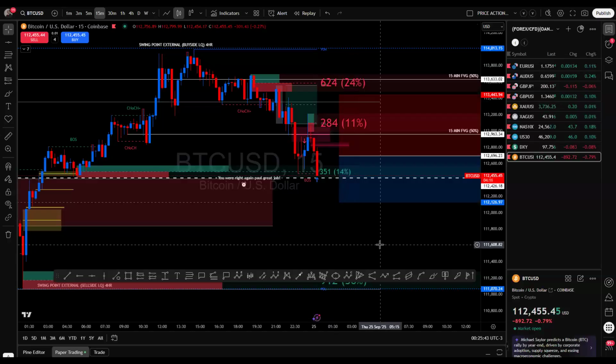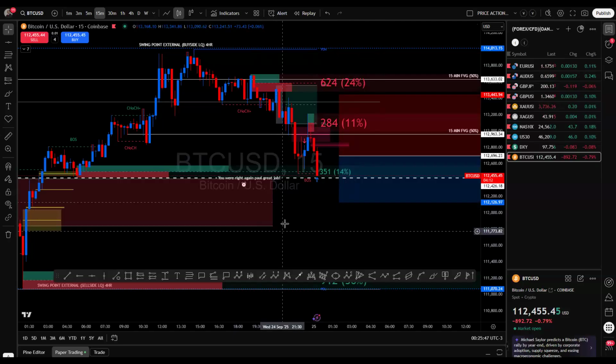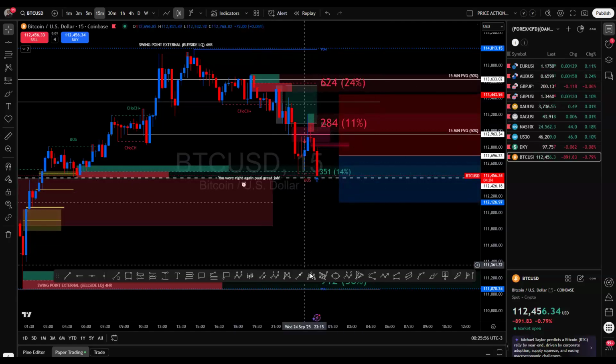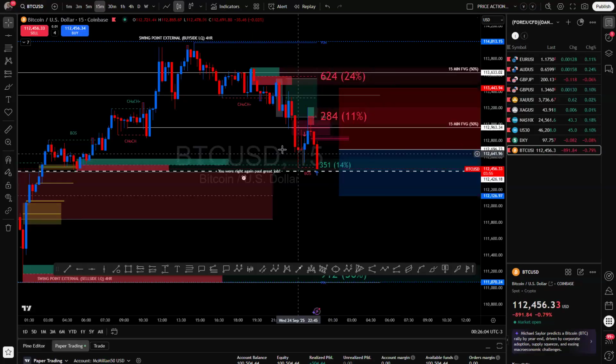So yeah, I documented my results. I guess price is probably going to go down just a little bit further, possibly. But I decided to exit just in case price doesn't liquidity sweep here and decides to start going up. So I just took my profit. We made $193.16 on that, so we did pretty good.